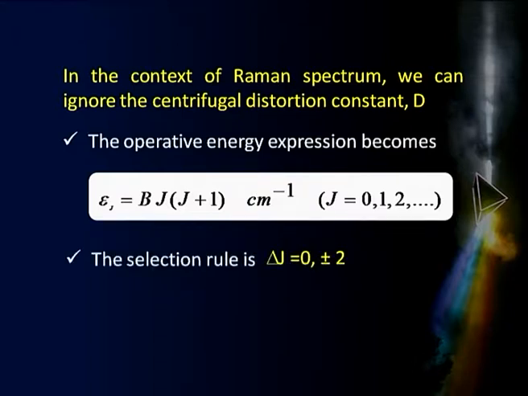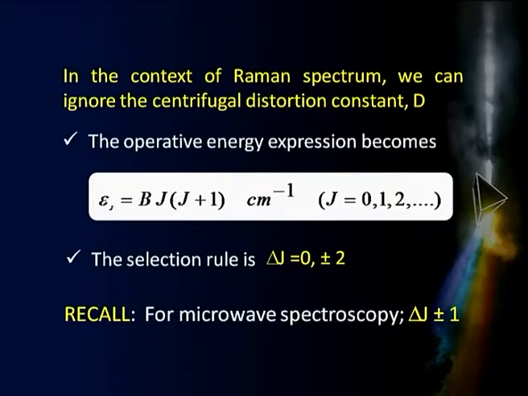And the selection rule now in the context of Raman spectrum is delta j is equal to 0 or plus minus 2. That means, either there is no change in the rotational energy level or it can change by 2 units, either it gets excited or gets relaxed by 2 units over there.